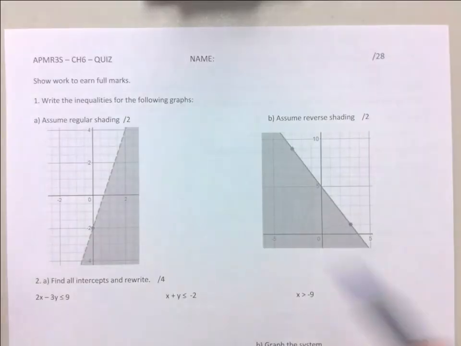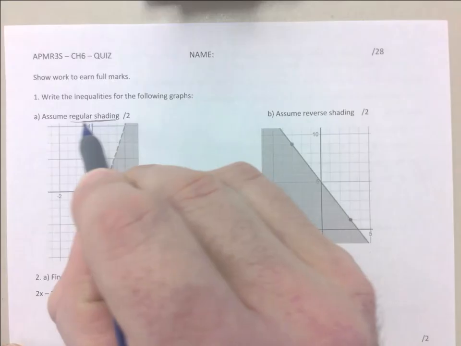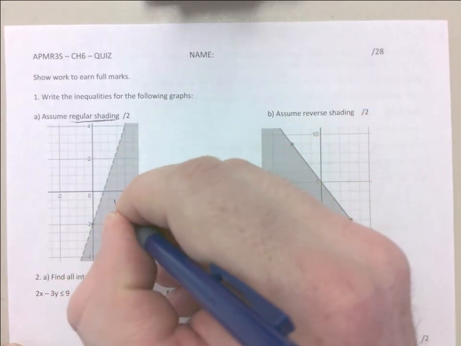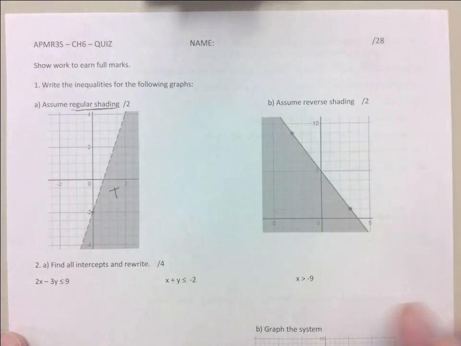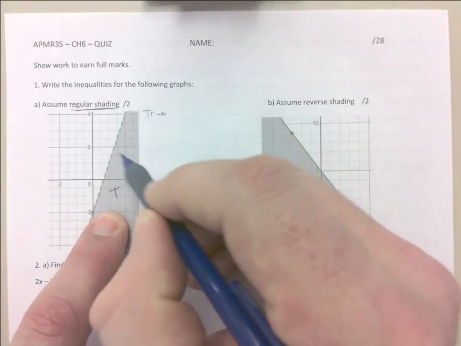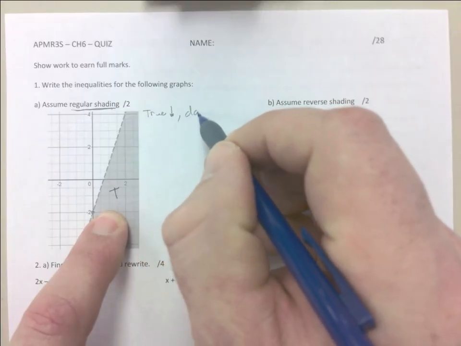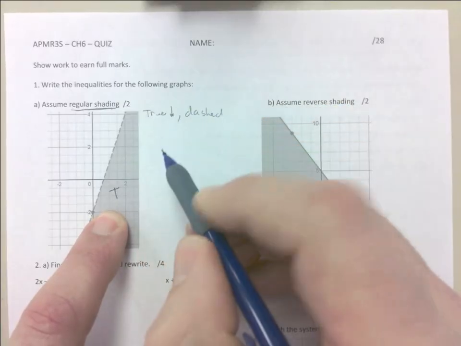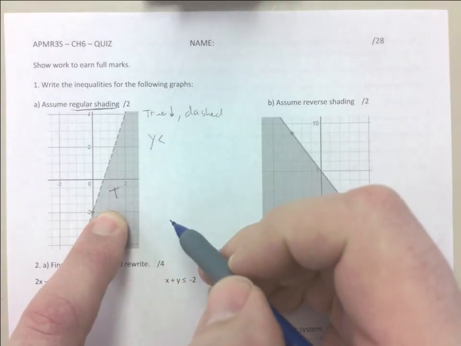Okay, so here we are. We're assuming regular shading here. What does that mean? It means that the shaded region is the true region. So the true region in this case is below the line, and it's dashed. So we know that we're going to have to go y is less than for sure.